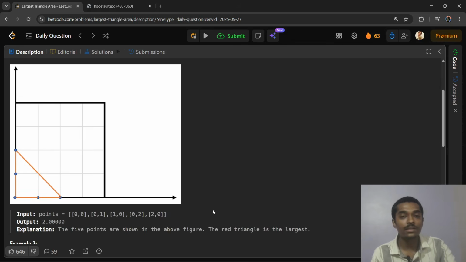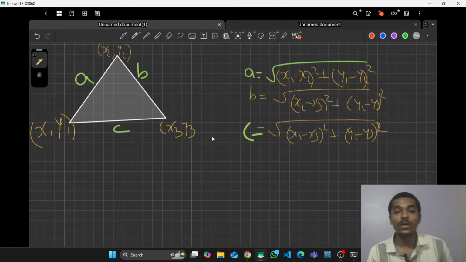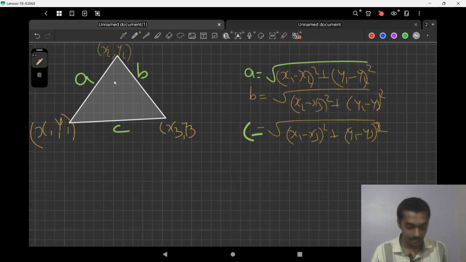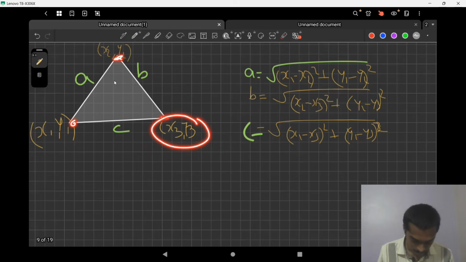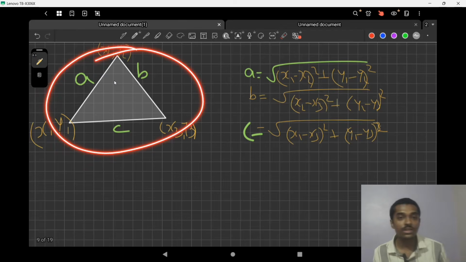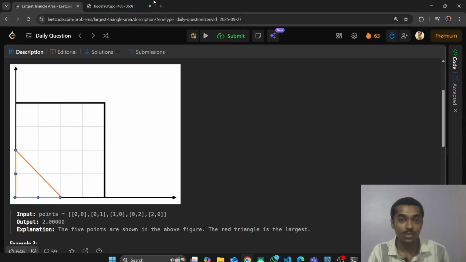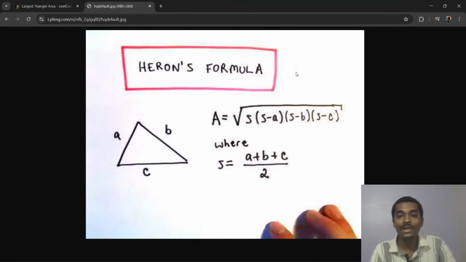Now let's first discuss what the area of a triangle is and how we can calculate it. If this is the triangle formed by any three points and you are given their coordinates, how can we calculate the area? We learned in school a formula called Heron's formula. If we have three sides a, b, c, then the area is equal to this, and the s value is equal to (a + b + c) divided by 2.